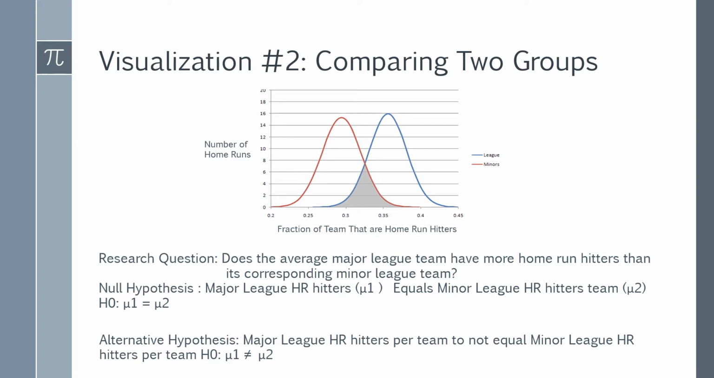And so the question is, does the average major league team have more home run hitters than its corresponding minor league team? For the null hypothesis here, the major league home run hitters equals the minor league home run hitters per team, and there is no difference. And our alternative hypothesis is that major league home run hitters per team do not equal minor league home run hitters per team.